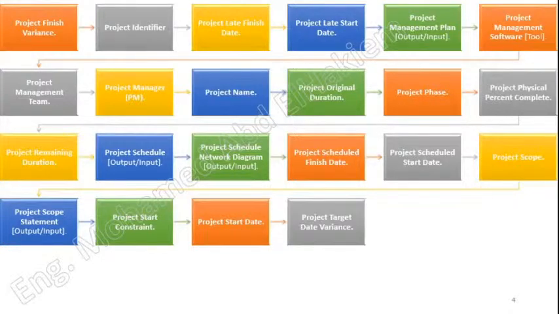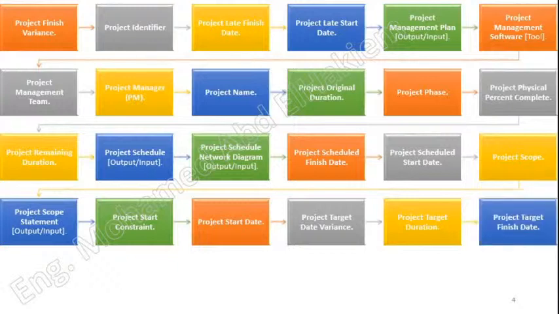Project target date variance. A quantifiable deviation, departure, or divergence away from a known project target start date or project target finish date. Project target duration. The estimated total number of work periods in calendar units, needed to complete the project as determined by a specific project target schedule. Project target finish date.